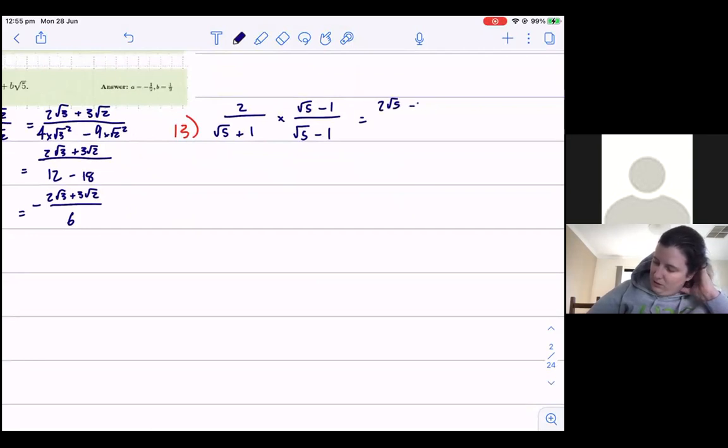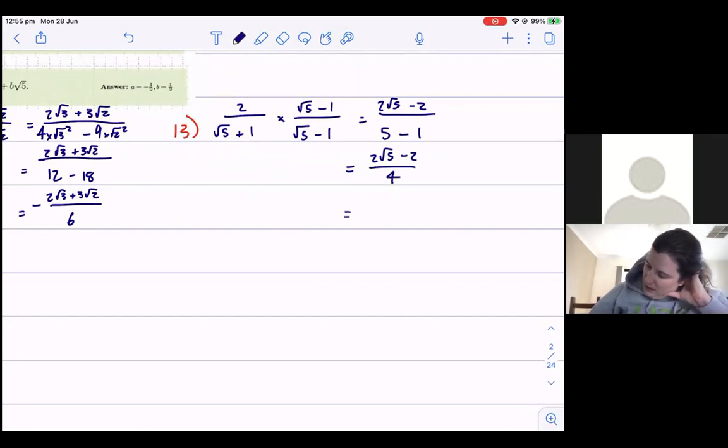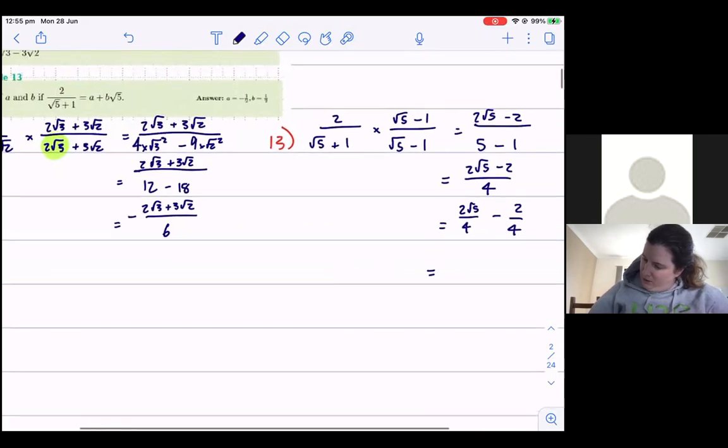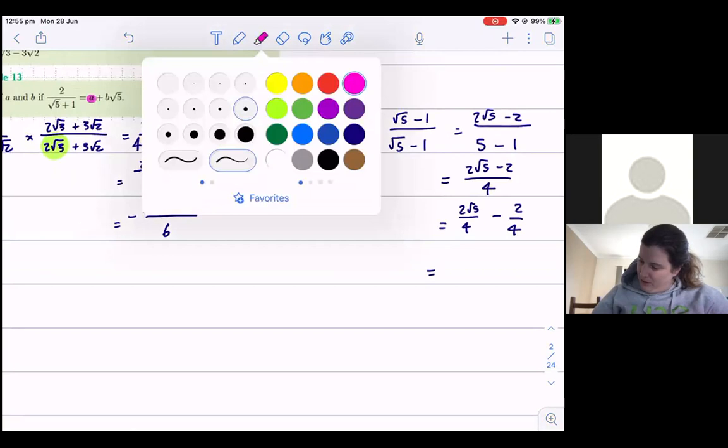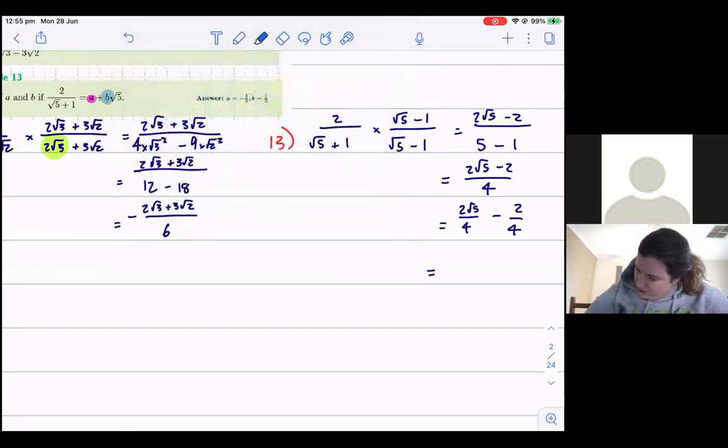2 times 1 is 2. Root 5 squared is 5. 1 squared is 1. So we've got 2 root 5 take 2 on 4. If I split these up, then we've got 2 root 5 on 4, take 2 on 4. I'm going to rearrange this. I'm going to have the 2 on 4 first, just the number, because in this one, I want whatever doesn't have a surd with it first, and then I want whatever does have a surd expressed separately.